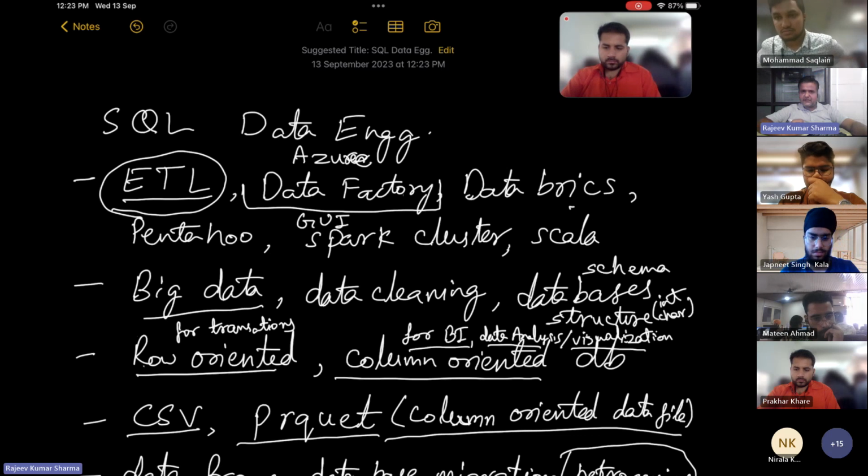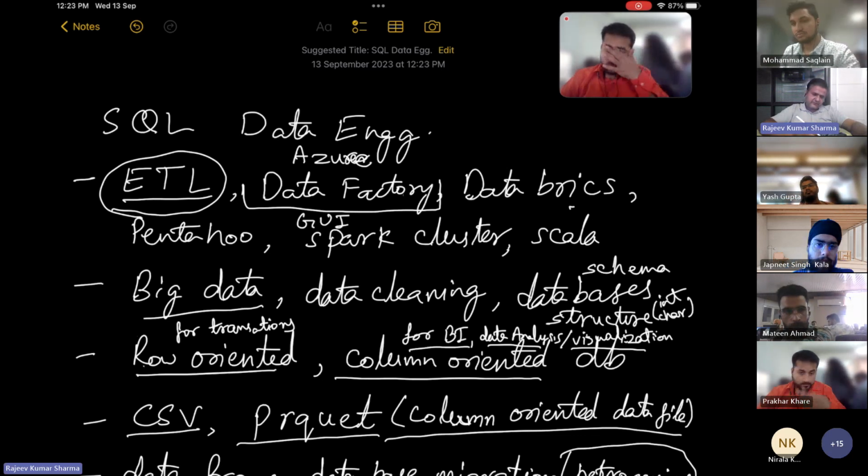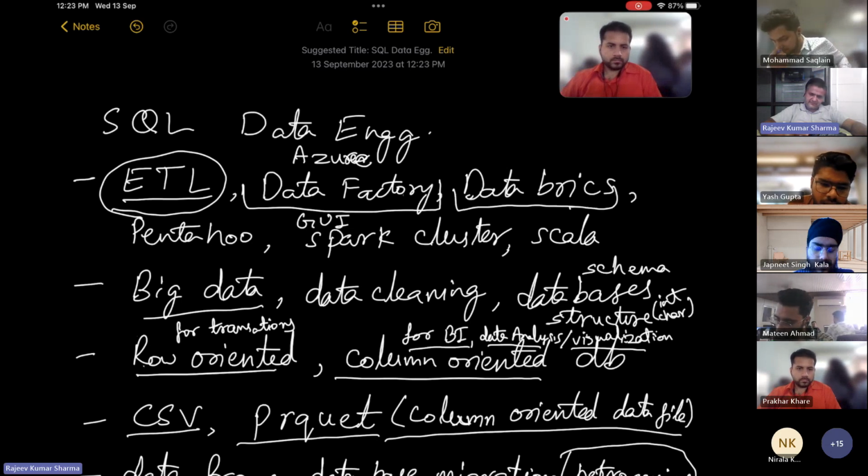Like when you want to transform the data. First, I'll explain what transformation is, then I'll come to that. Just write down for that point in time. One is Data Factory, which is an Azure service. Another is Databricks.